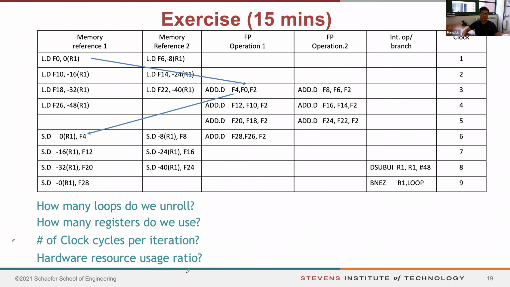So can you use 15 minutes to solve this problem? How many loops do we unroll to achieve this goal? And how many registers do we use in this unrolled and then VLIW instruction stream? And what is the number of clock cycles per iteration? How is the hardware resource usage ratio? Like at this cycle, for instance, you only use 50%. Well, at this cycle, the usage is 0%. Similarly for the others. So what is the hardware resource usage ratio? Can you pause the video for 15 minutes to solve this problem.